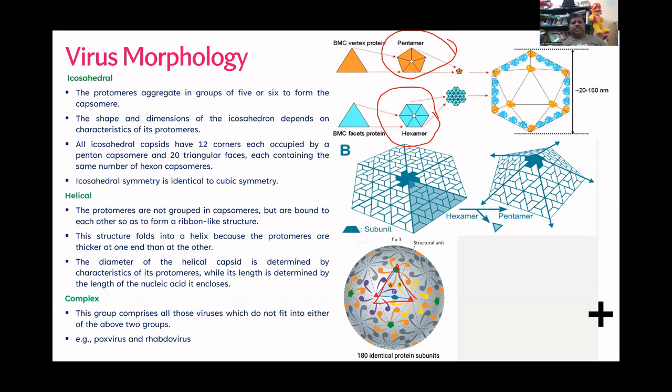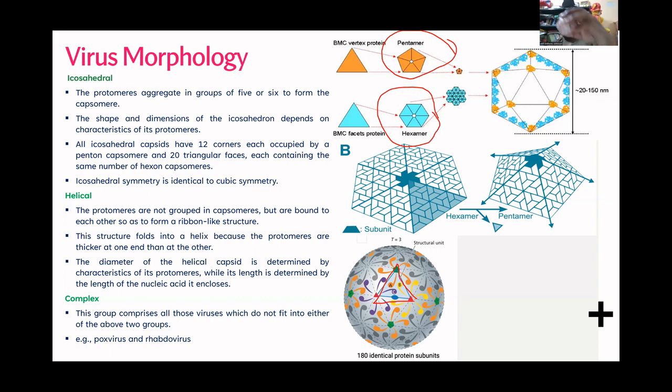So icosahedral symmetry is identical to cubic symmetry, and they contain either hexons or pentons of the capsomeres. Like, how can you find a hexon? I have been showing you a penton. How can you find a hexon?